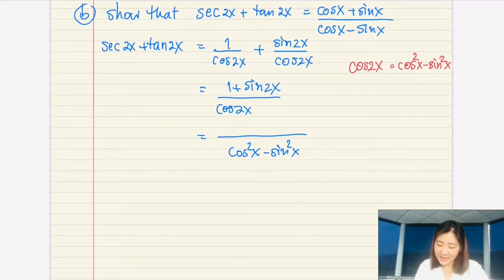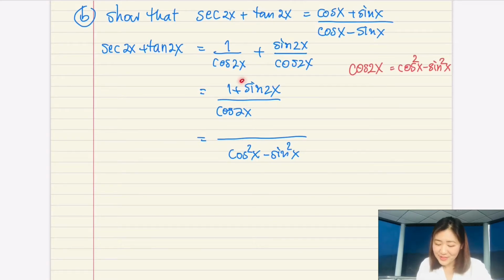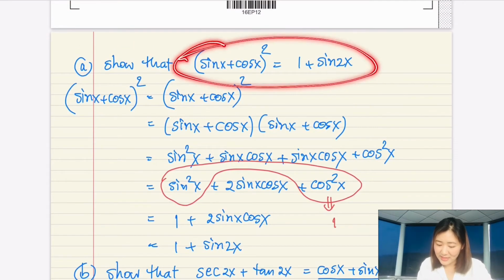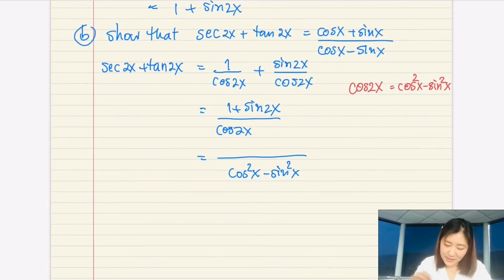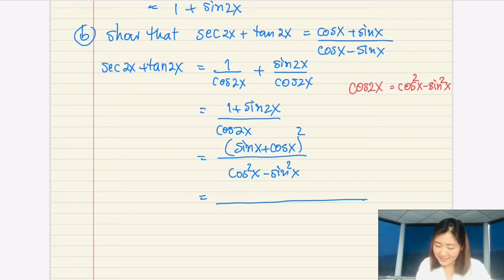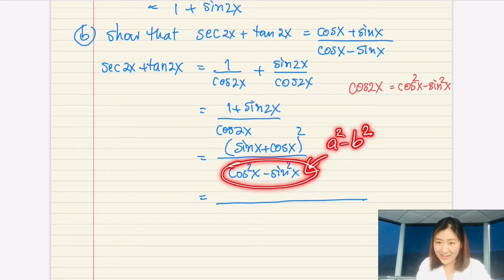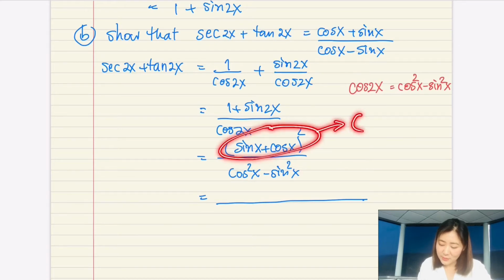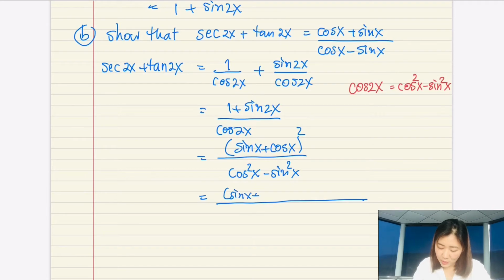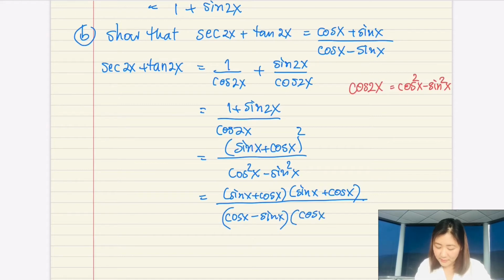Okay. And on the top part, do you notice it is question A, right? Question A is this one. So we can use the left hand side. Alright, so I use left hand side. It's going to be sine x plus cos x squared. Okay, and then downside, this one looks like a squared minus b squared, which is a minus b times a plus b, right? And on the top here, I would write it into brackets, so sine x plus cos x times sine x plus cos x. Downside is going to be cos x minus sine x, and then cos x plus sine x.